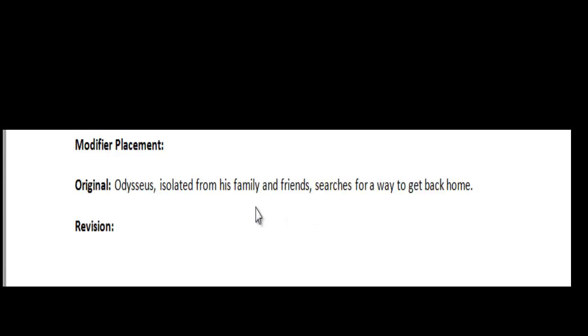The good news with this sentence is that the modifier is in fact placed correctly in the sense that it is right after the word it's supposed to be modifying. So there's no ambiguity or doubt about who is isolated from his family and friends. It's Odysseus. The problem comes in when we look at where the verb is placed. The verb is placed all the way over here on the other side of the modifier.